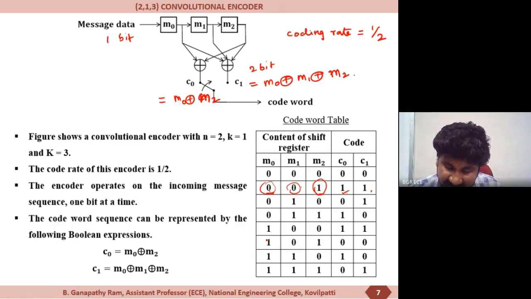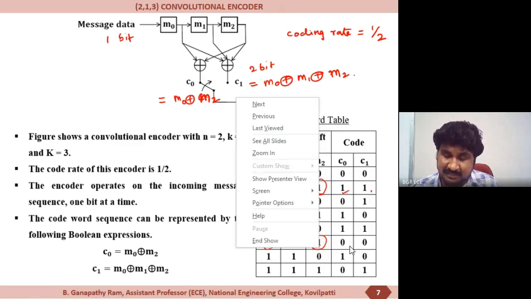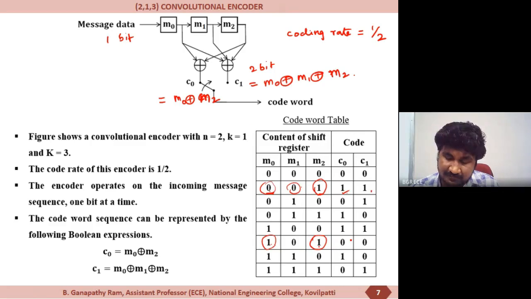Similarly, if you take this one, for the generation of C0, 1 XOR 1 will be 0, and C1 will be evaluated in such a way that 1 XOR 0 is 1, and then that 1 XOR 1 will be 0. So in this way, the code word table is framed.